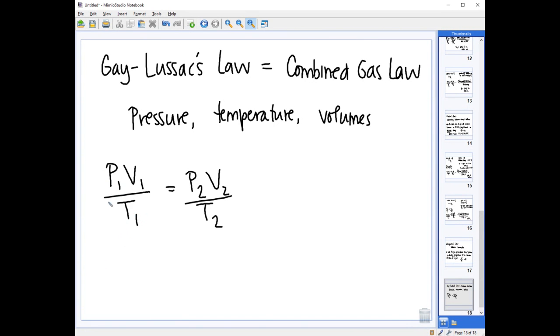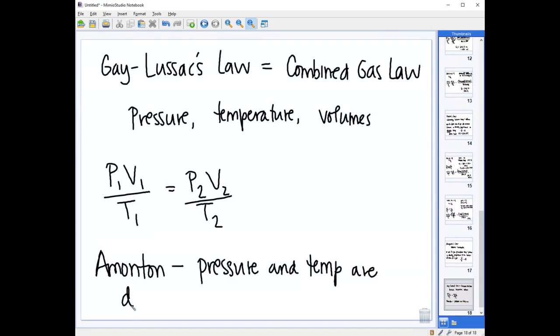Well, that comes from Amontons. And Amontons kind of gets left out. Amontons is the one that came up with the idea that pressure and temperature are directly related or directly proportional when volume is held constant. So Amontons is the one who kind of allowed Gay-Lussac to put all of these things together.